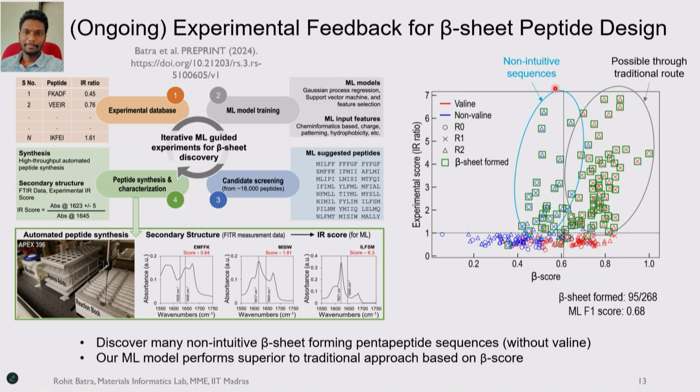The reason we were able to find these new candidates with new chemistry is that we went through this active learning route, in which we iteratively did experiments. We were able to find candidates which also form beta sheet, but would not be available if you were using a traditional way of deciding which sequences to go for.